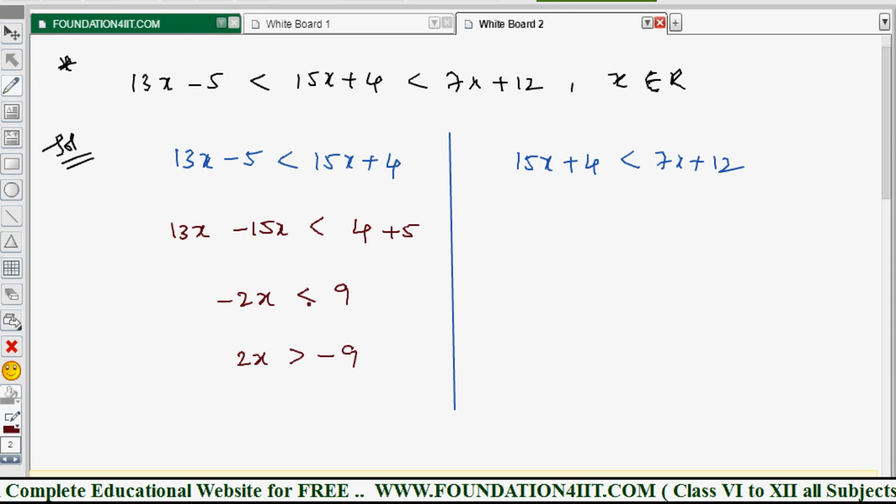So it's important whenever you multiply with a minus sign on both sides, invert the inequality. Then x is greater than minus 9 by 2.